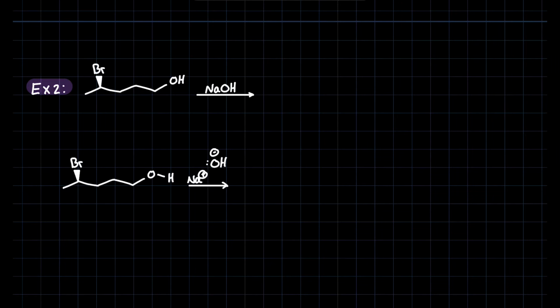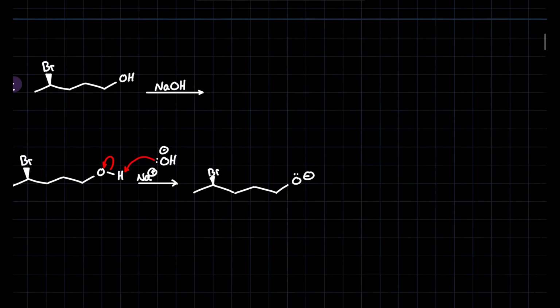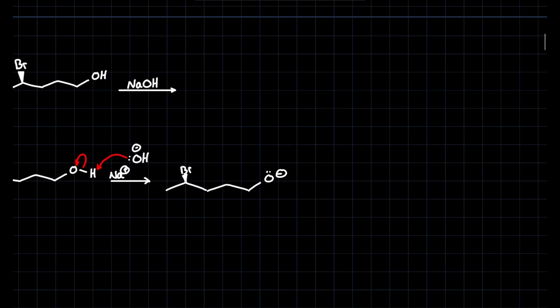So step 1 will be an acid-base reaction, where the lone pairs of the oxygen will steal the acidic hydrogen, then the electrons will fall back down onto oxygen. I'll go ahead and draw out the product for you guys. And now because of that acid-base step, what we ended up doing is we gave this oxygen a negative charge, therefore turning it into a better nucleophile.